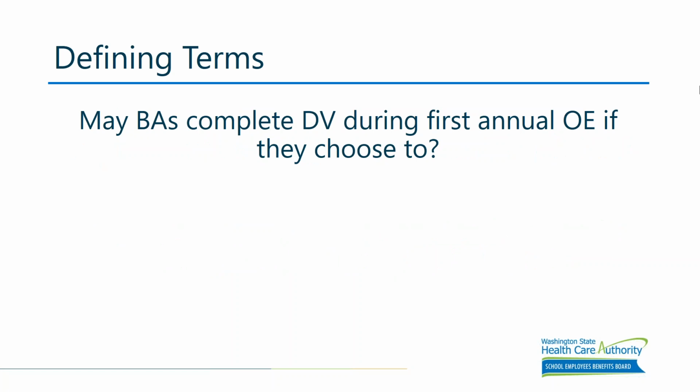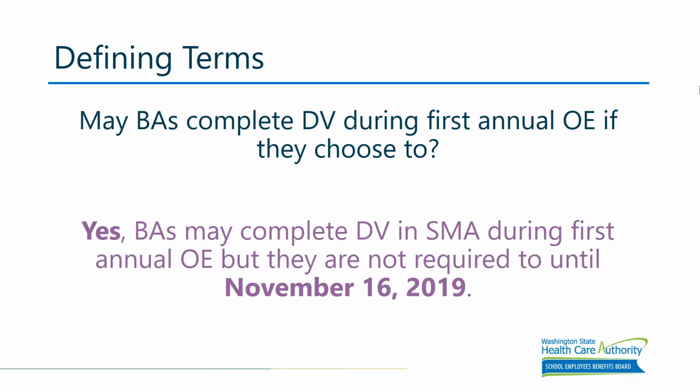And last one for you. Common question that we've received: may BAs complete dependent verification during first annual open enrollment if they choose to? The answer is absolutely. You may complete dependent verification in SEBB My account during first annual open enrollment, but you're not required to until November 16th.